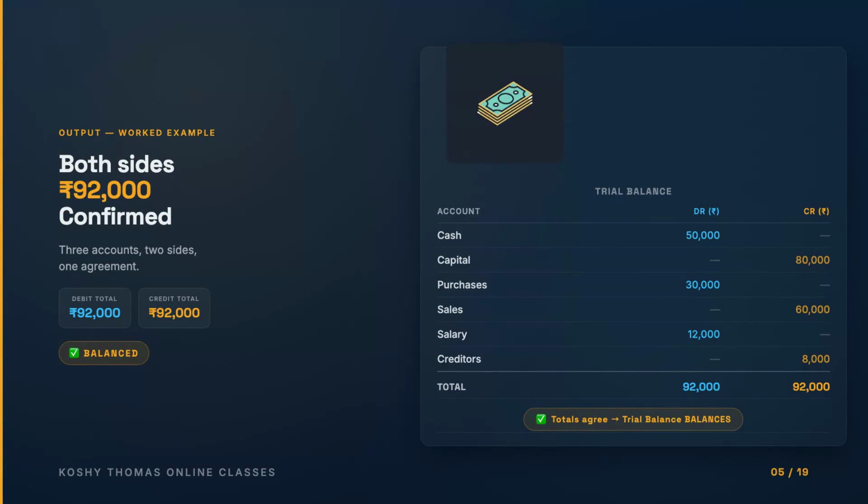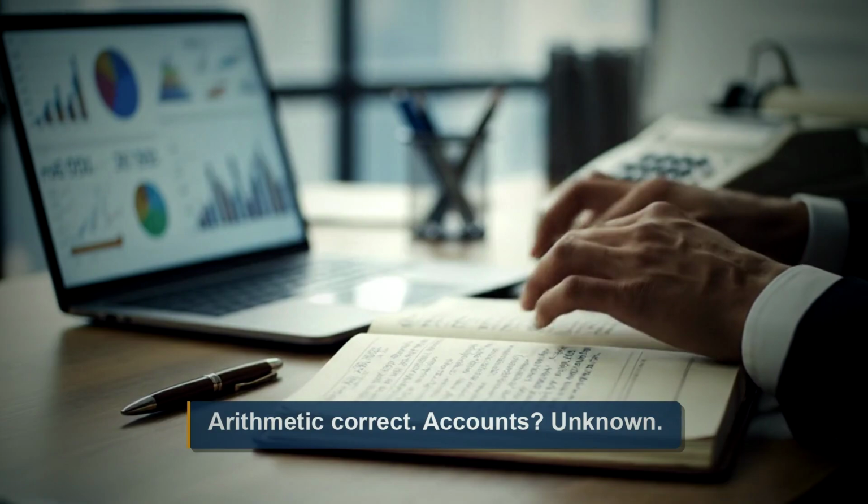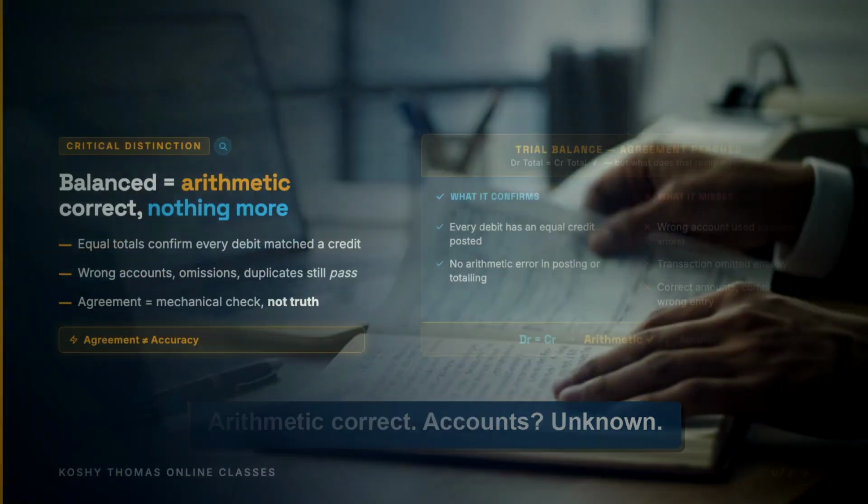Cash 50,000 Indian rupees, debit. Purchases 30,000 Indian rupees, debit. Capital 80,000 Indian rupees, credit. Sales 60,000 Indian rupees, credit. Salary 12,000 Indian rupees, debit. Creditors 8,000 Indian rupees, credit. Add both columns. Debit total 92,000 Indian rupees. Credit total 92,000 Indian rupees. They agree. Trial balance is balanced.